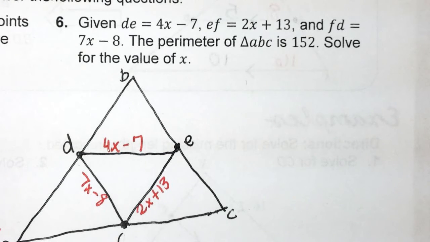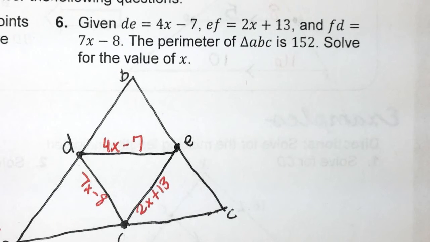Somebody come up with something for me. Might be wrong. I'd rather you think than not think. I don't care if you get it wrong. At least you're trying. 4x minus 7 equals 7x minus 8. That's 2x. Oh, you gotta divide by 2. 152. Okay. Divide by 3. Maybe 4x minus 7 plus 7x minus 8 plus 2x plus 13. There we go.